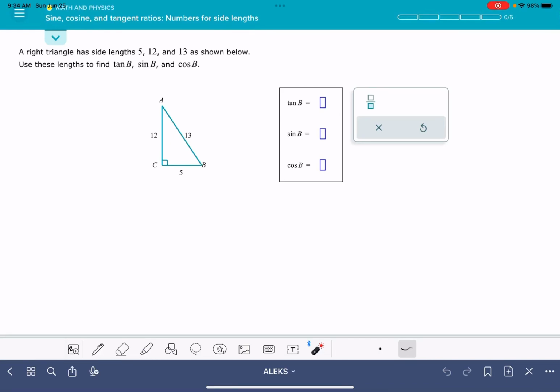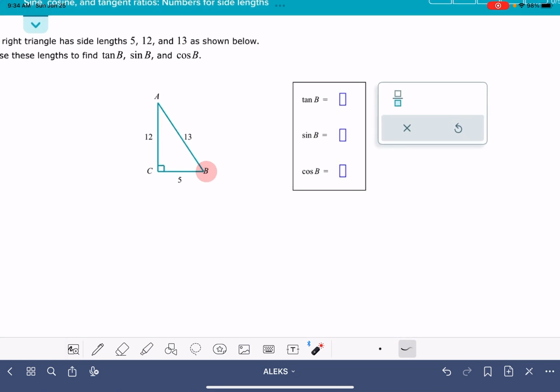In this video, we're going to work on the ALEKS problem called sine, cosine, and tangent ratios, numbers for side length. This problem is going to give us a triangle. The side lengths for all three sides are provided, and then the three angles are labeled A, B, and C, and is asking us to solve for the sine, cosine, and tangent of one of the angles of the triangle. This problem is asking me to solve the sine, cosine, and tangent of angle B, so I'm just going to highlight that right there.